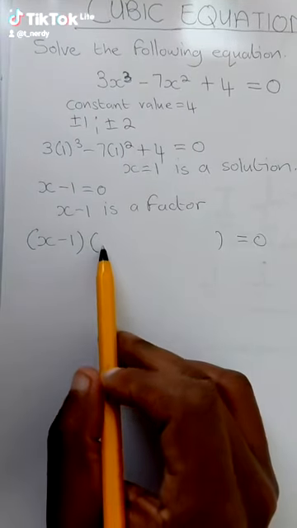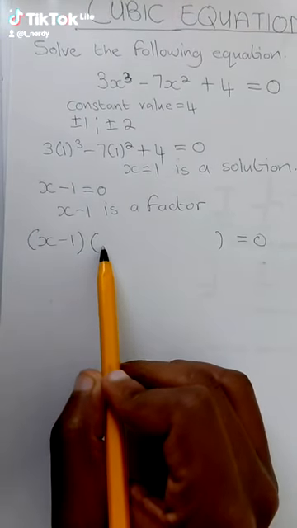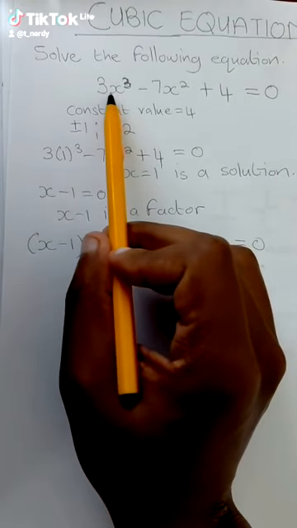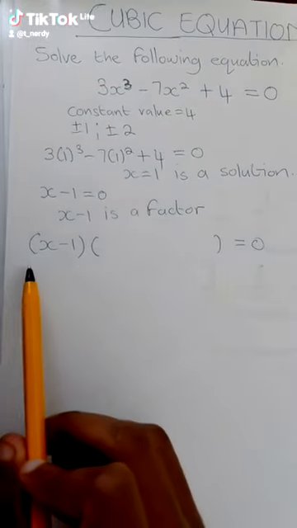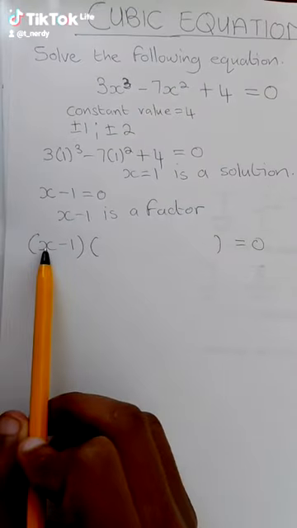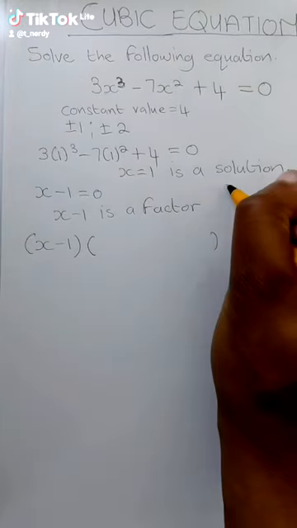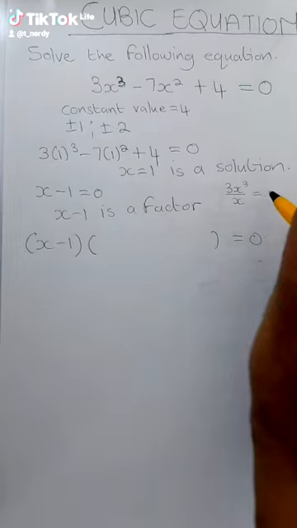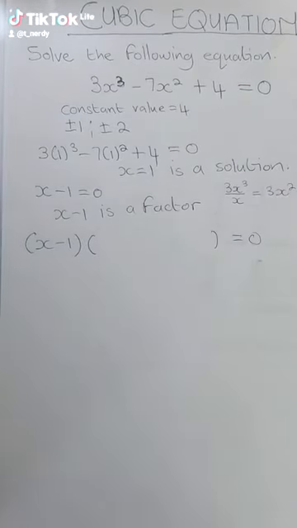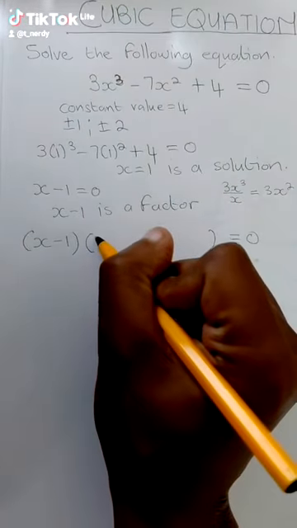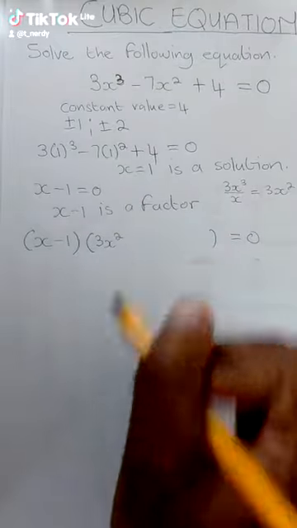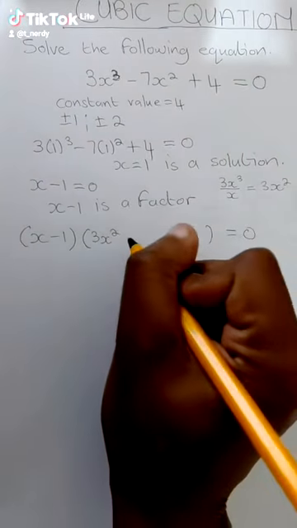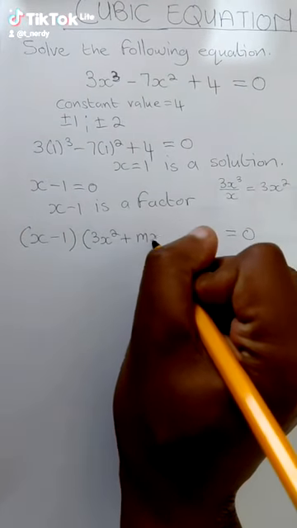So in order to get the first term of the second bracket, what you normally do is you just take the first term here, which is 3x cubed, and then divide it by the first term of the first bracket. So what do I mean by that? You're going to say 3x cubed divided by x, and the value that we're going to get is 3x squared. So that 3x squared will therefore be the first term of the second bracket. And then for the middle term, we don't know it, so we just say it is mx.